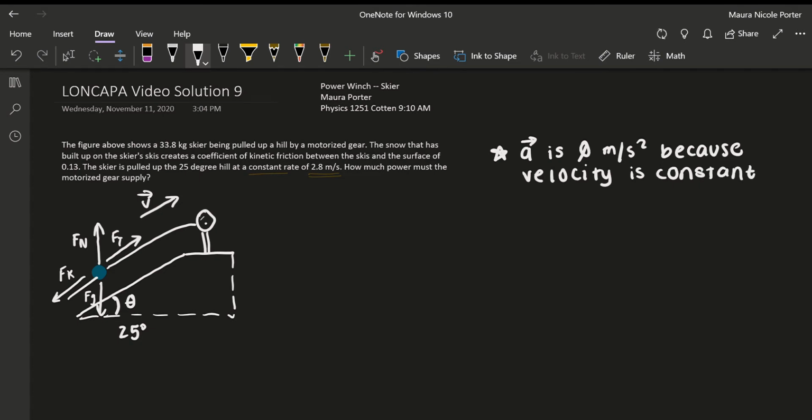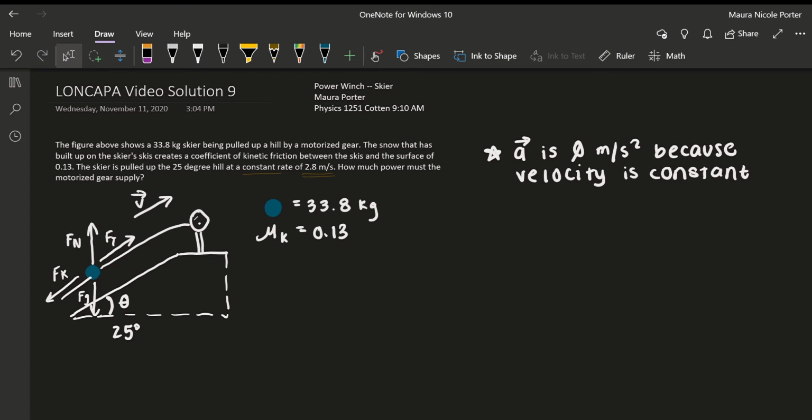So the other things that we can fill in from this problem is that our skier weighs 33.8 kilograms. Our coefficient of kinetic friction is 0.13, and I think that's going to be about it for the prep for the problem. So the next thing I'm going to do is draw a free body diagram just so we can get a more visual sense for how these forces are all acting without being on an angle. So I'm going to even out our x and y axis.